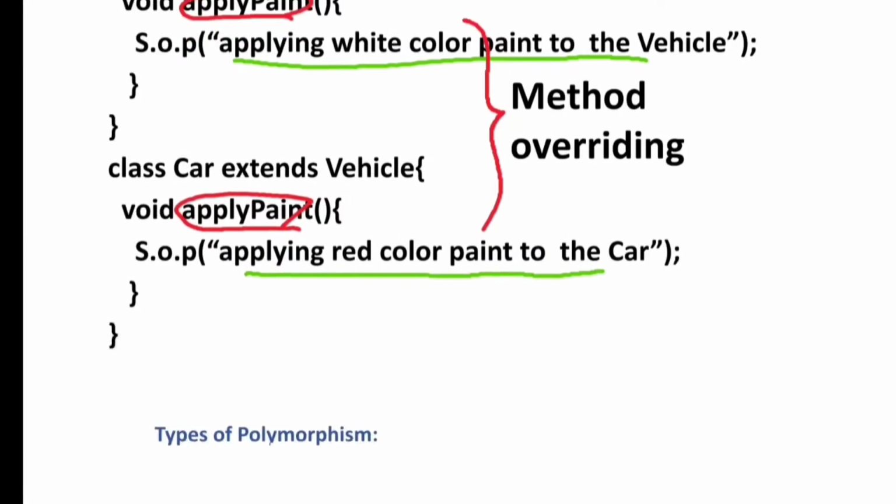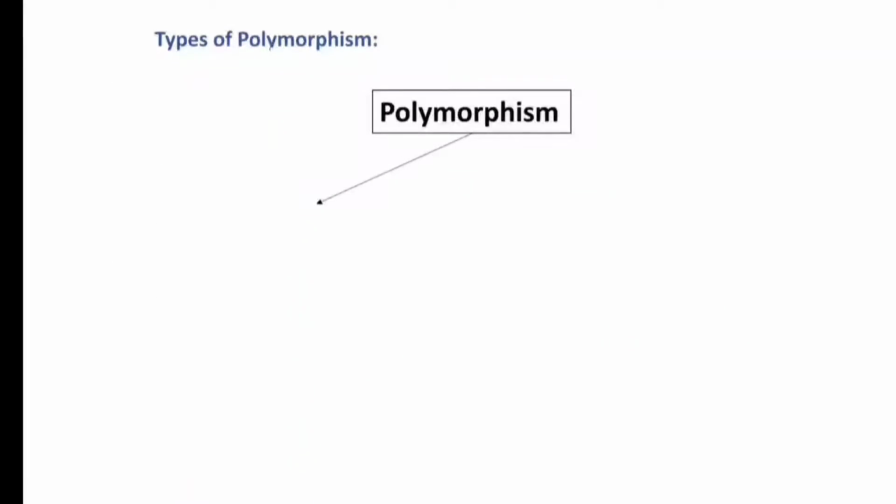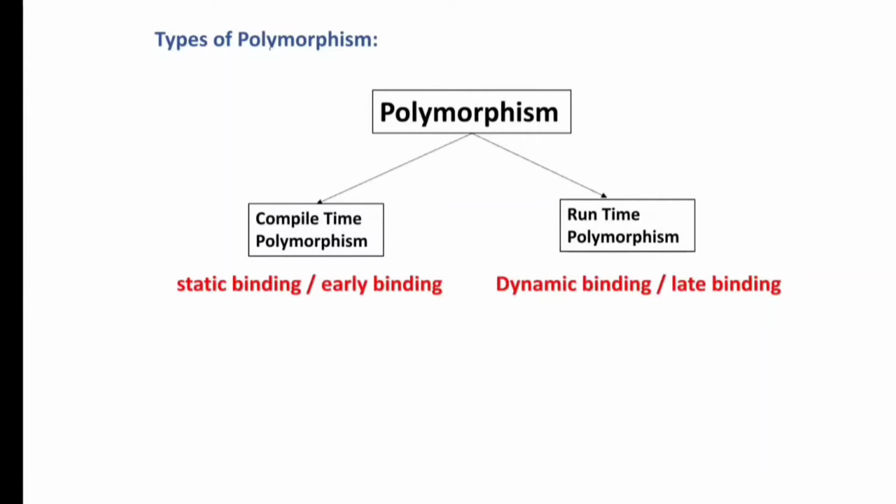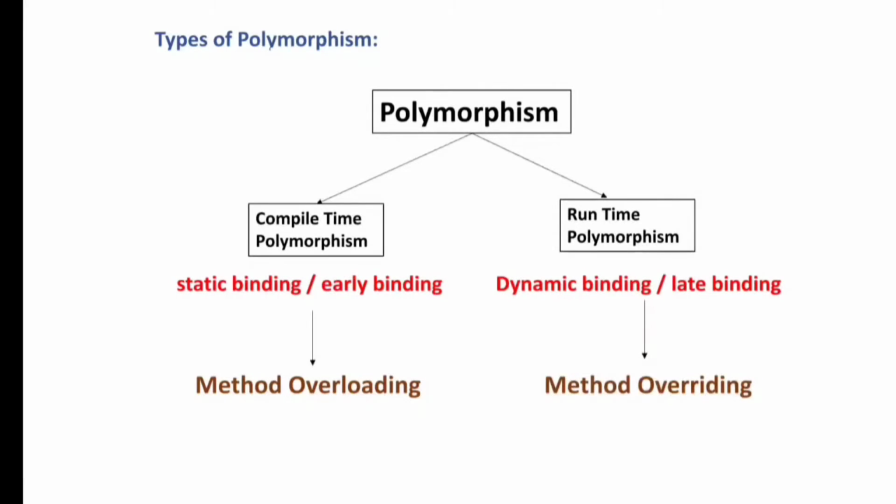Now let's move on to the types of polymorphism. There are two types of polymorphism: compile time polymorphism and runtime polymorphism. Compile time polymorphism is also called static binding or early binding, and runtime polymorphism is also called dynamic binding or late binding. The best example of compile time polymorphism is method overloading, and the best example of runtime polymorphism is method overriding. So let's understand what is compile time polymorphism and what is runtime polymorphism.